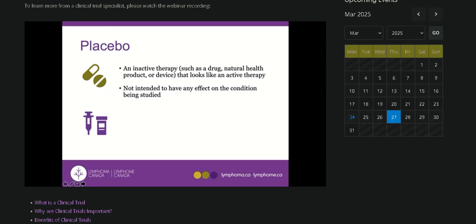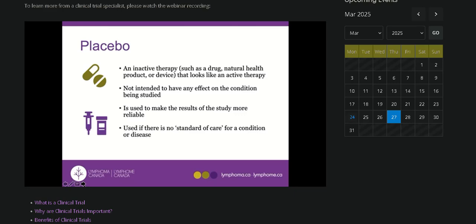So if it's being stacked up against a drug, it would look the exact same as the drug, right down to if there's any stamp on it or whatnot. And just like randomization, this is used to make the results of the study more reliable and less biased when we look at the data. And as I mentioned, if there's not a standard of care for a condition or disease, then placebo might be used in phase 3 studies. But if there is a standard of care already, then the treatment would be randomized against that standard of care.